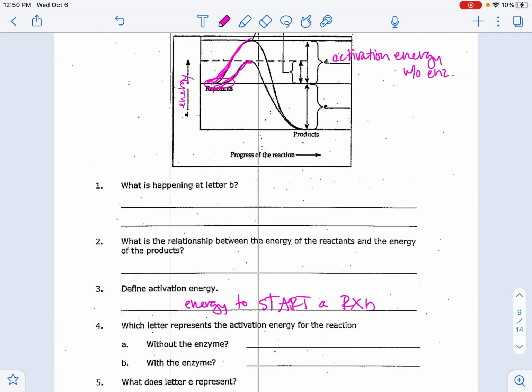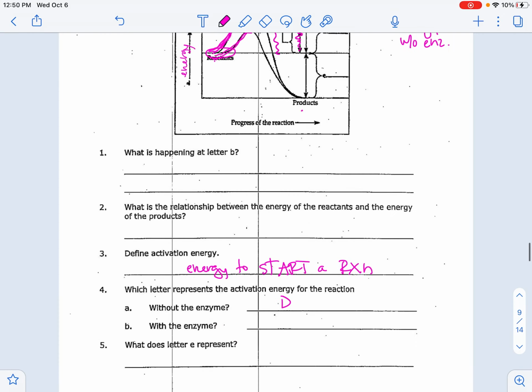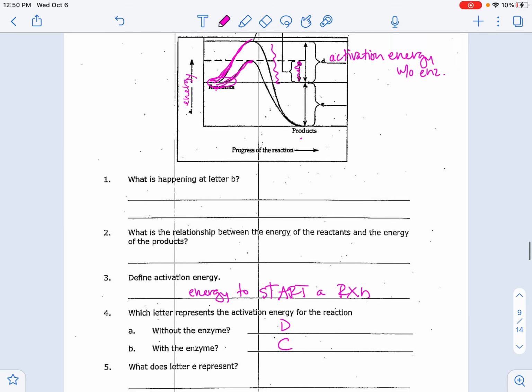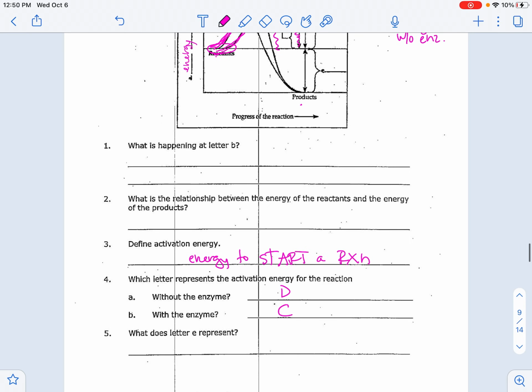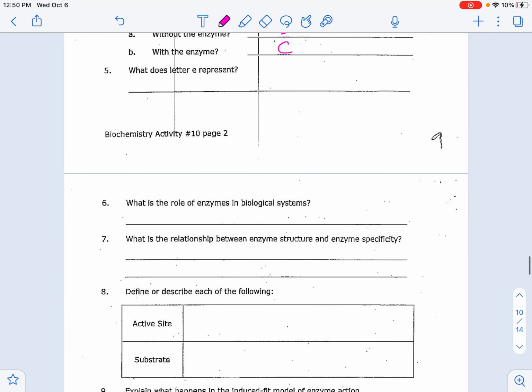Which letter represents the activation energy for the reaction without enzymes? That is going to be this whole amount right here. So that's letter D. And then with enzyme, it's a lot less. So we know that that's that one right there. So that is C. What does letter E represent? That energy is given off, that it is exothermic. It's giving off energy.